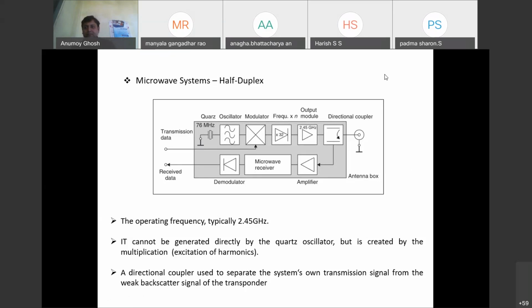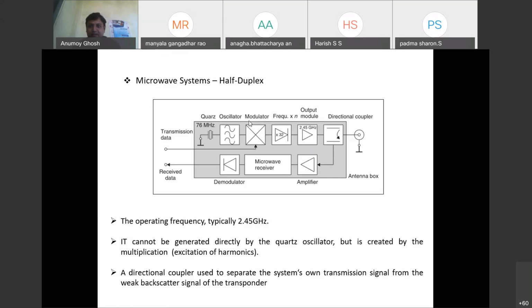Okay, so you can see the screen, right? Can you see the screen? Okay, okay.